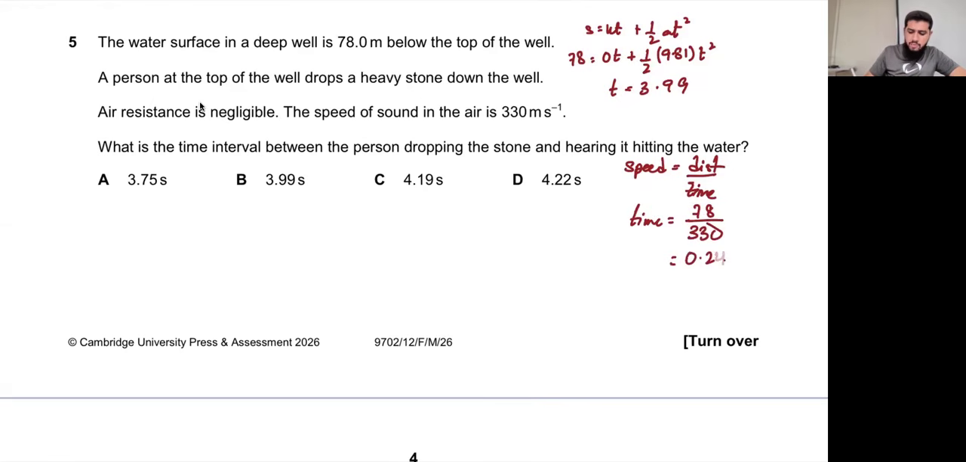0.24. Keep in mind both values have been rounded up. So the total time is 3.99 plus 0.24, and that gives you 4.23. The reason we get 4.23 and not 4.22 is because the actual value for the first time was 3.98 something and for the second one was 0.23 something. If you were to add them up, you will realize that the total is 4.22 exactly.